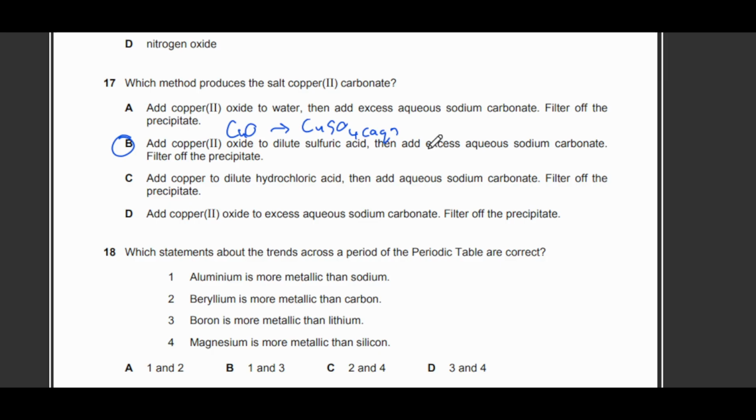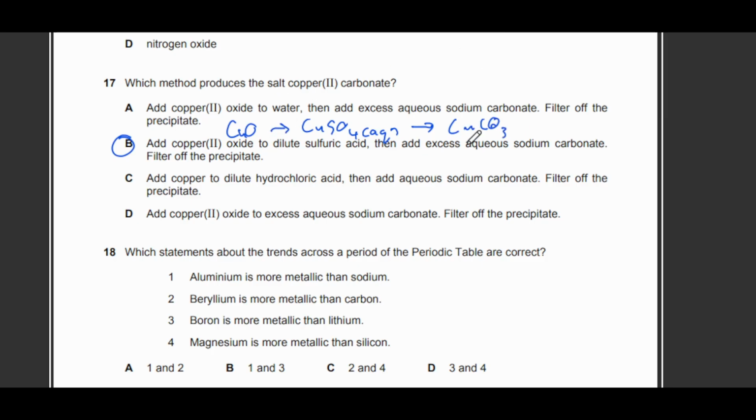And then when you add excess aqueous sodium carbonate, you react it, and therefore you get, not copper carbonate. Yes, then you get copper carbonate. Sorry, I got a bit confused there.